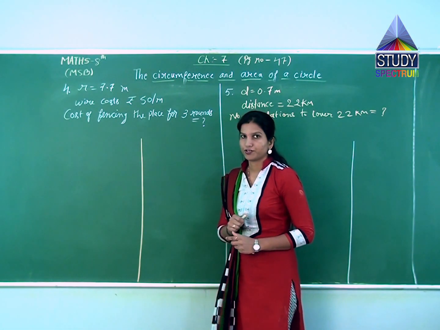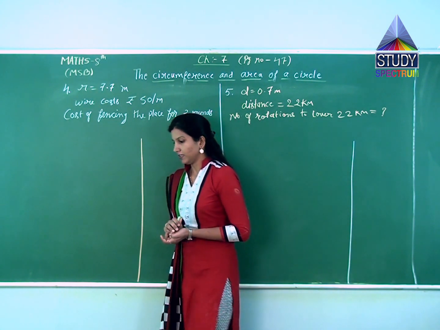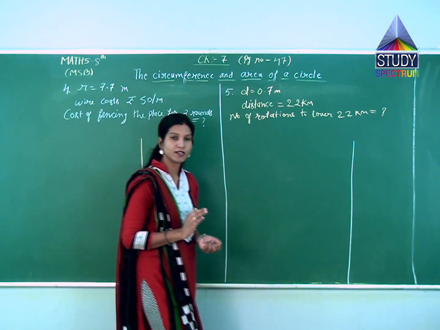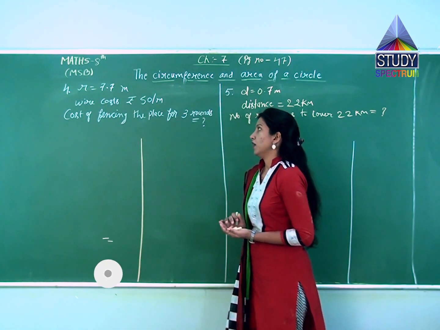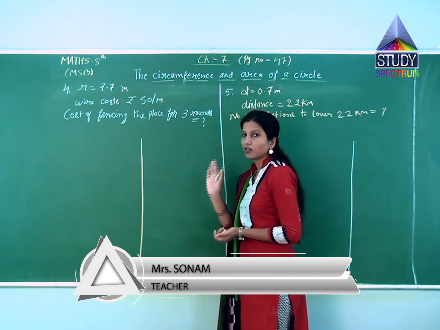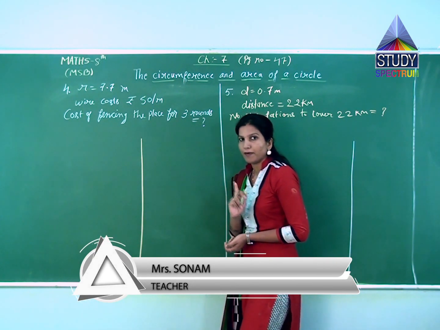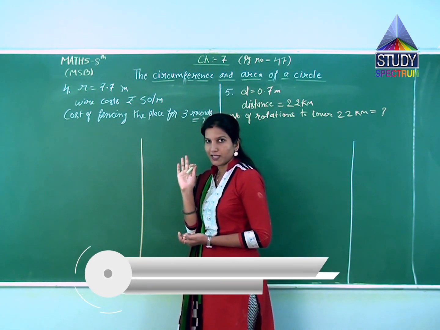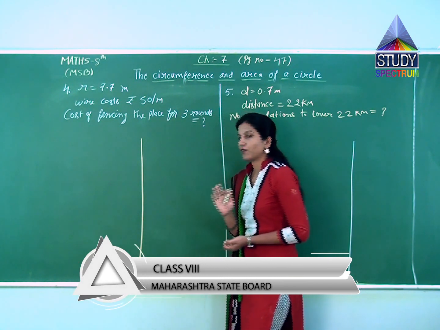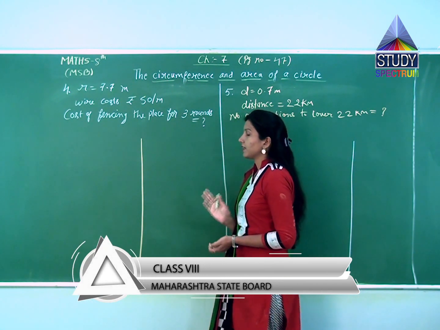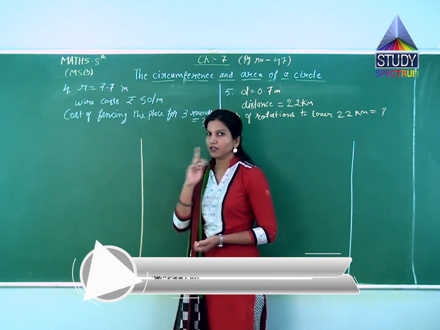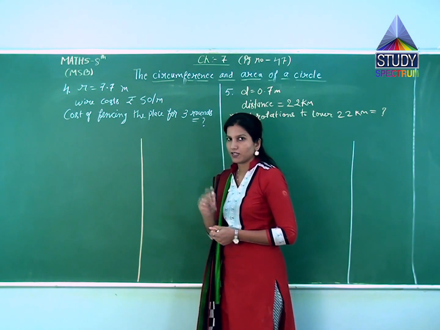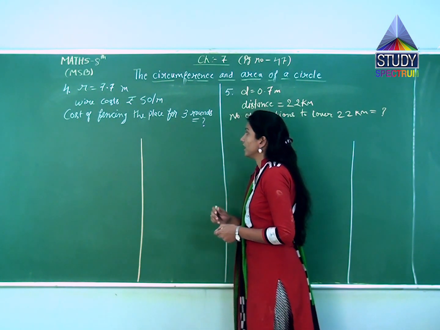Students, our fourth question. In this question we have been given a circular place and a person wants to fence it. We have done the same kind of question in example number 4, and we know very well that the fencing is done on the circumference of the circular place. So first we have to find the circumference.